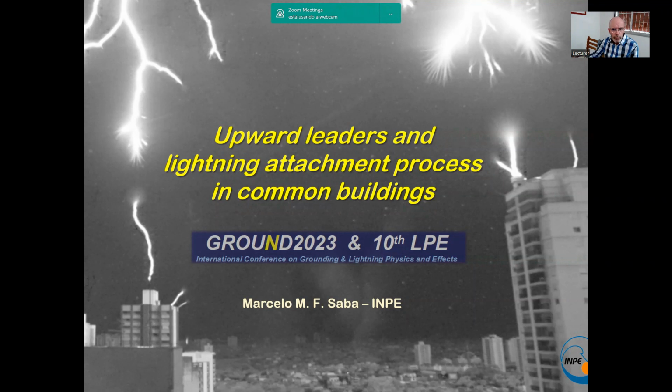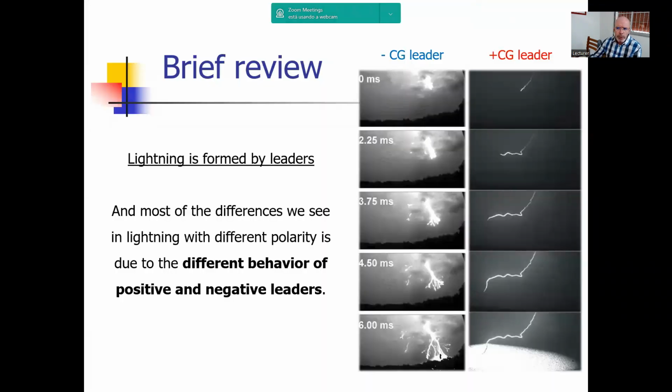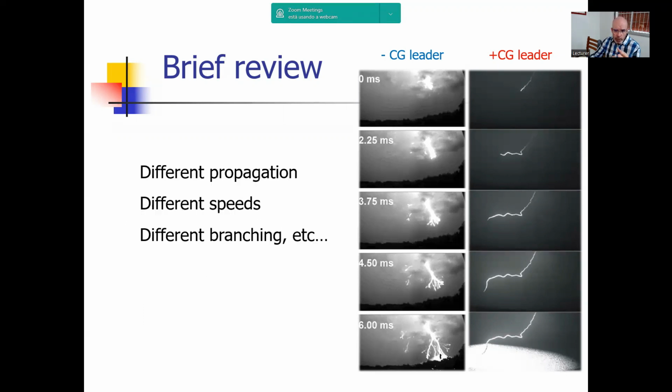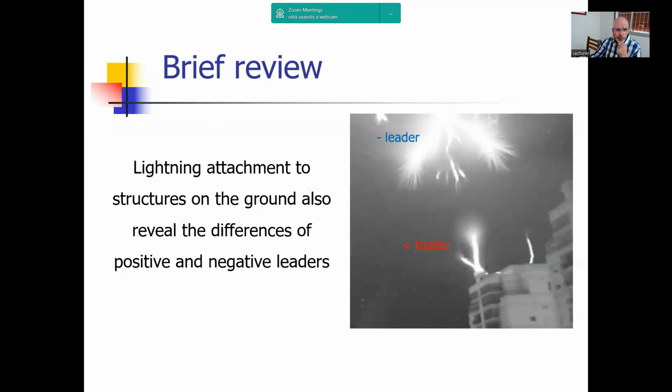So here we know that lightning is formed by leaders, and these very leaders characterize positive flashes and negative flashes, and they are very different from one another, because positive leaders and negative leaders have different propagation, different speeds, and they behave differently in terms of branching, etc.